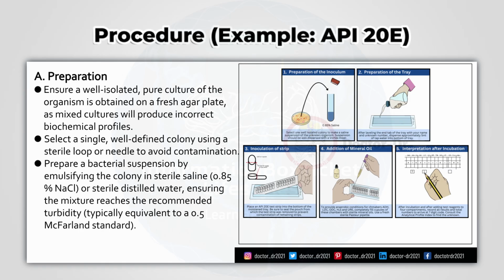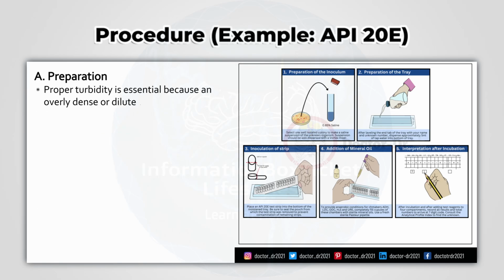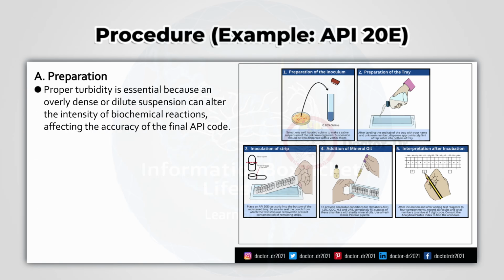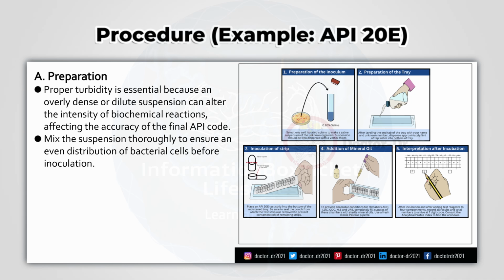Prepare a bacterial suspension by emulsifying the colony in sterile saline, 0.85% sodium chloride, or sterile distilled water, ensuring the mixture reaches the recommended turbidity, typically equivalent to a 0.5 McFarland standard. Proper turbidity is essential because an overly dense or dilute suspension can alter the intensity of biochemical reactions, affecting the accuracy of the final API code. Mix the suspension thoroughly to ensure an even distribution of bacterial cells before inoculation.